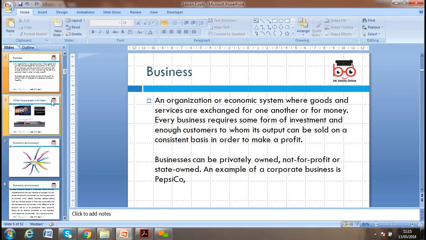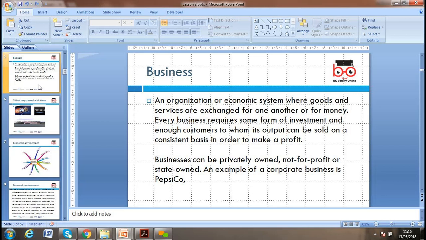Okay. So as a welfare of the society, not just for the sake of a few businessmen becoming millionaires. Yes, we can earn the profit, no harm in it, but we need to look at the best interest of the wider public. So business and organization are the economic system where goods and services are exchanged for one another or for money.